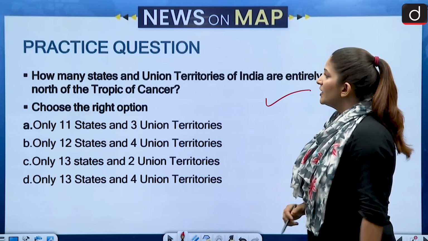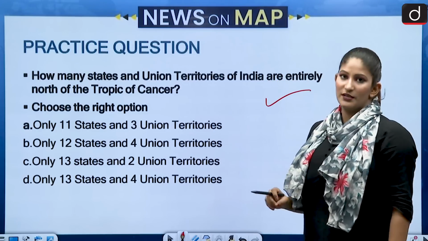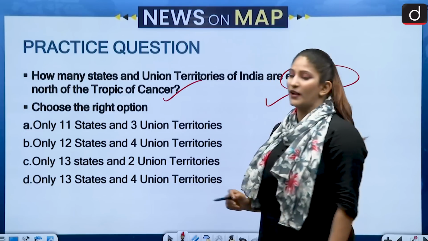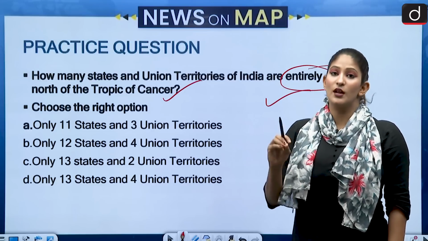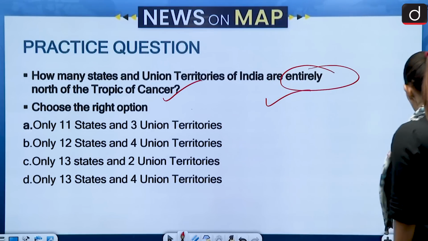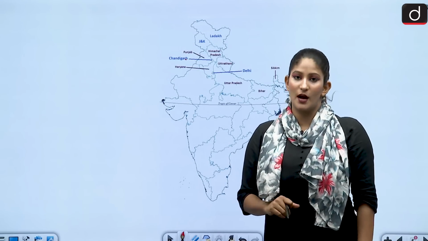question together. It says in the practice question, how many states and union territories of India are entirely north of the Tropic of Cancer? Keywords: entirely, and another one is north of the Tropic of Cancer. So we have to know about this particular question and answer with the help of a map.